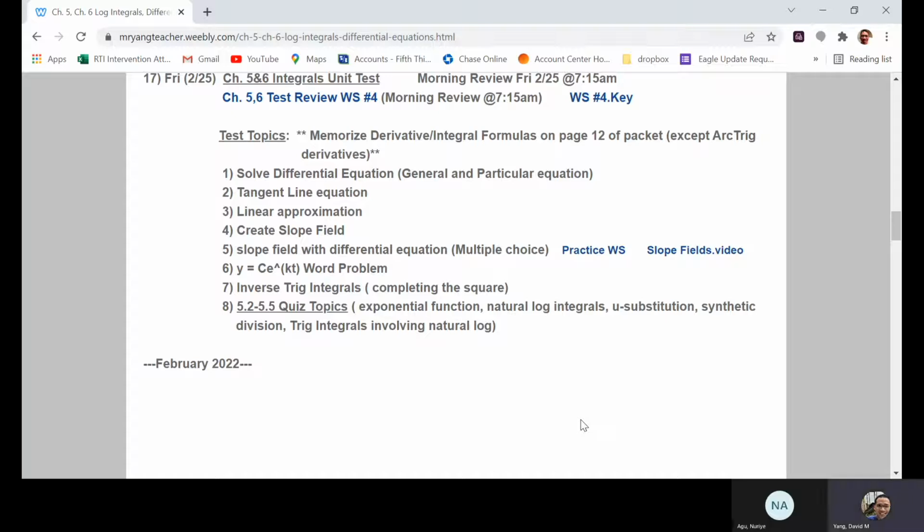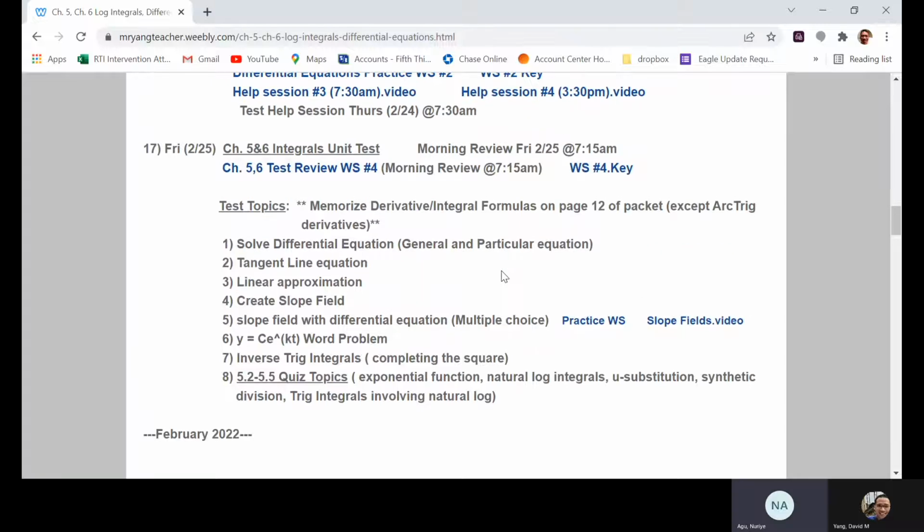Any particular one you want to start with? Could we do the slope field?